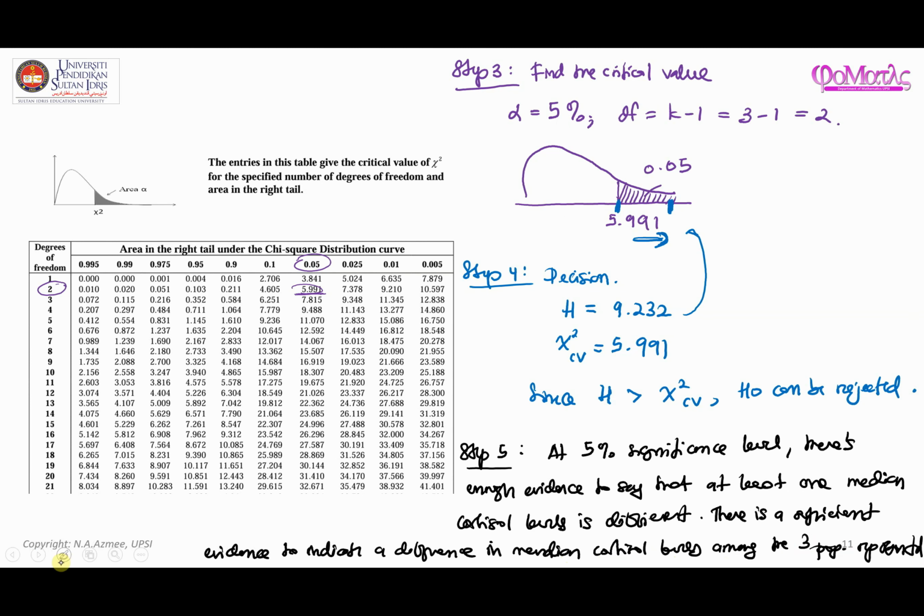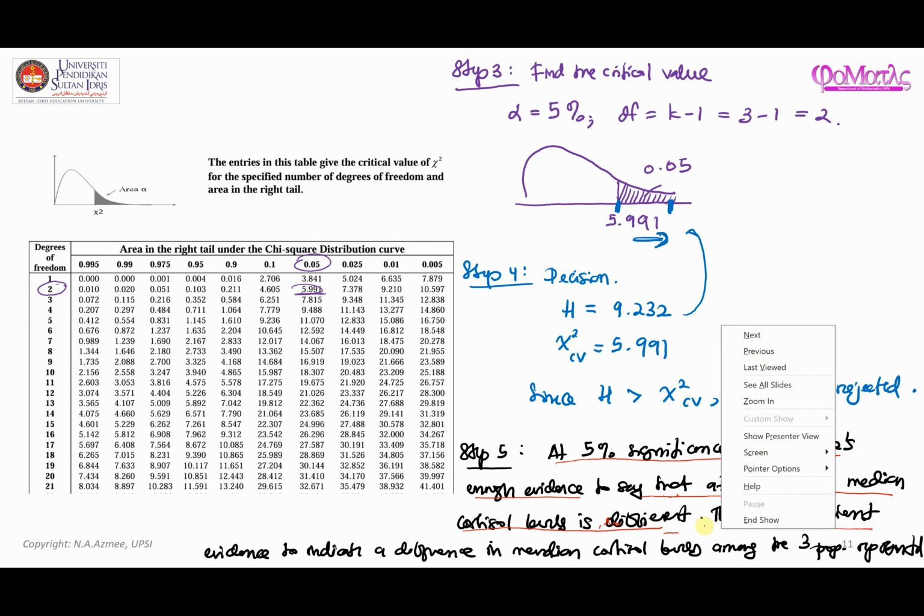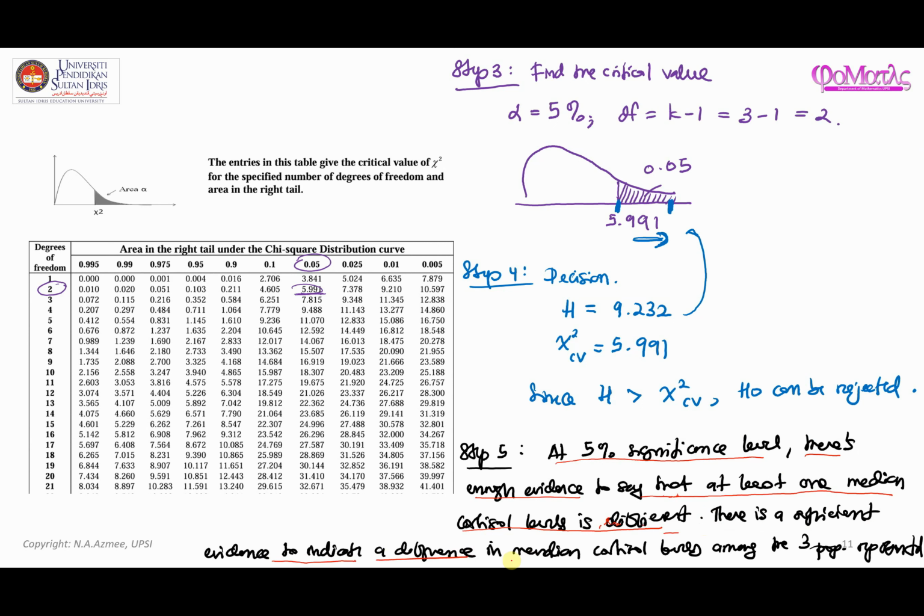Okay, let me just go again over all the words that I've written here. At 5% significance level, there is enough evidence to say that at least one median cortisol level is different. So this comes directly from the alternative hypothesis statement. And then to make it nicer, I just would like to wrap it up by answering the question given in the example. So I can say that there is sufficient evidence to indicate a difference in median cortisol levels among the 3 populations represented. This sentence here comes directly from the last sentence of the example that you've seen just now. Okay, so I think that's all.